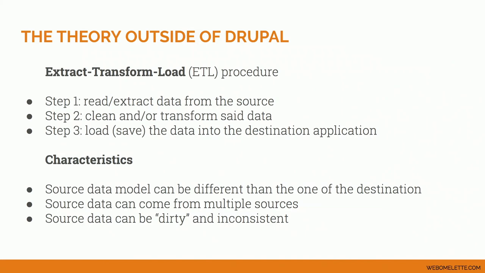The data model of this source data can be different, and usually is different and should be different from the one in the destination, right? We typically encounter old stuff, and we want to get it into new, better applications. So imagine migrating from Drupal 6 to Drupal 8. You're not going to want to have the same content types, the same exact fields, because that's not good. And obviously, the second step of this procedure is where that comes a lot into play, because the source data can be really dirty, inconsistent, make no sense, have missing parts, things like that we need to take care of.